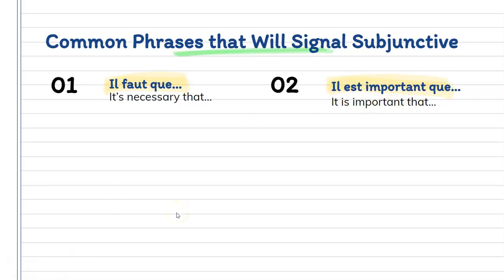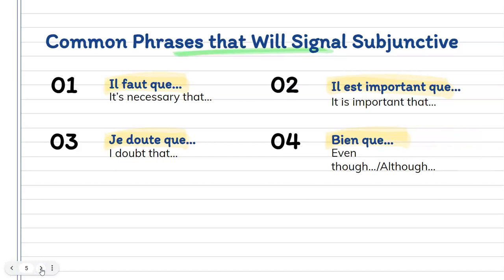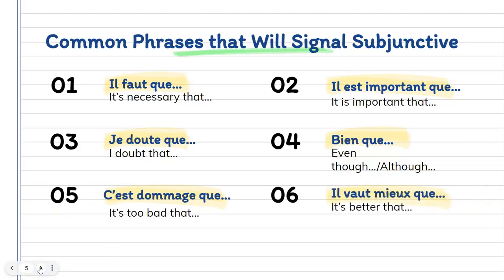I'm sure there's plenty of exceptions to that, but you'll notice that if you look up online a list of phrases that signal the subjunctive, you're going to see kind of a copy and paste of this over and over and over, but with just a different word instead of important. Je doute que, bien que, so even though or although, c'est dommage que, it's too bad that, il vaut mieux que, it's better that.